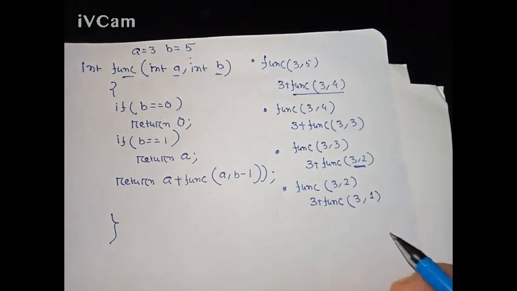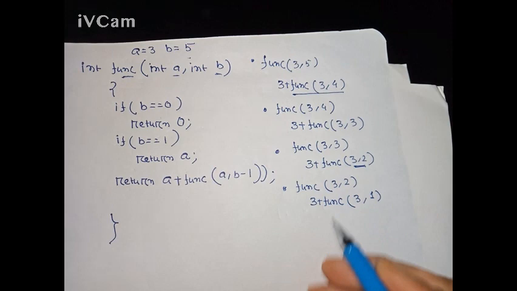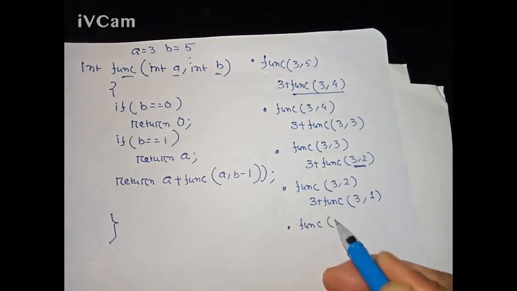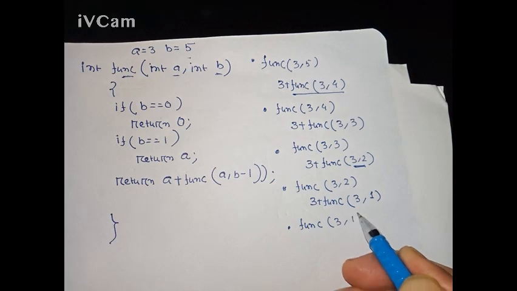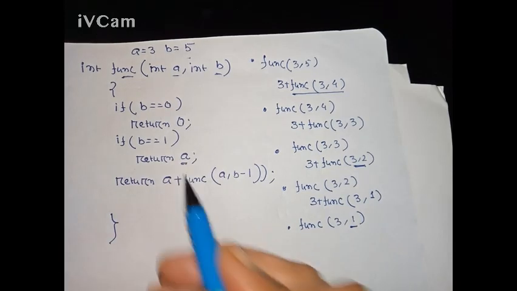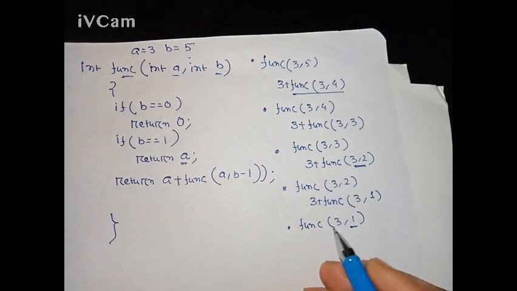Now in this part, the fancy function will be called with 3 and 1. So it checks b equal to 1. In this case the answer is yes, b equal to 1. So it will return a, that means it will return 3.